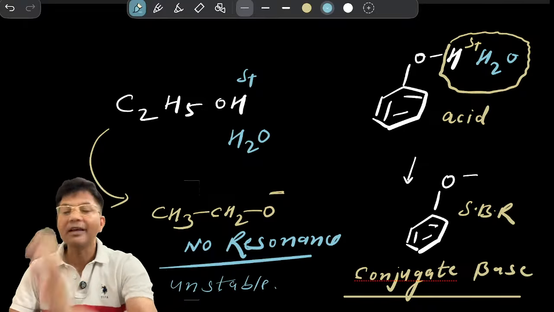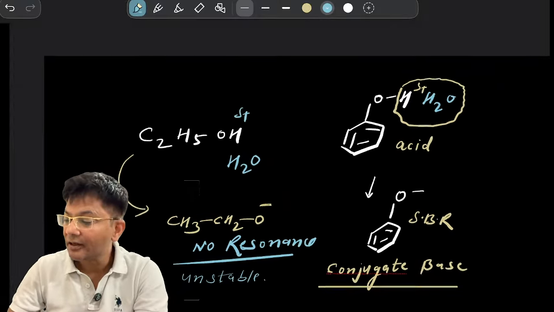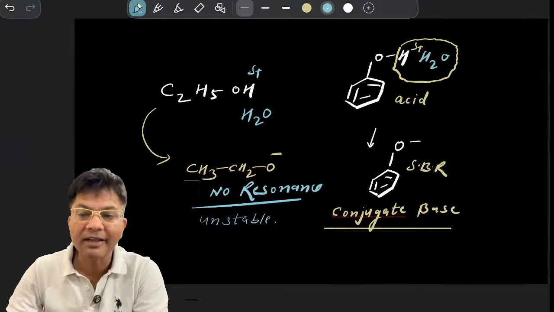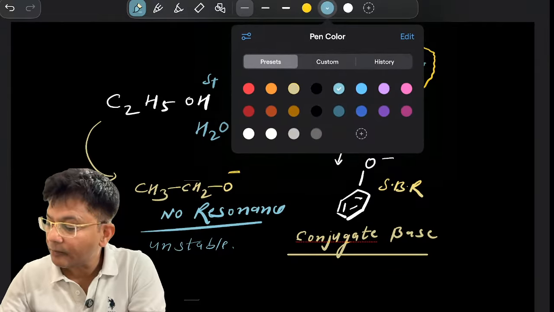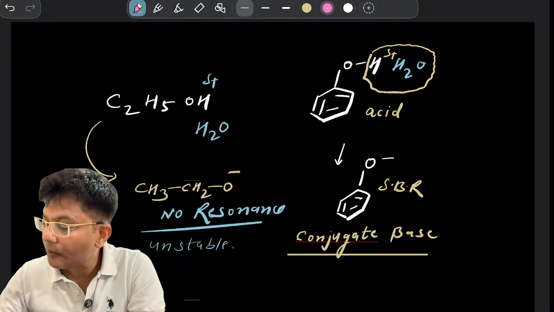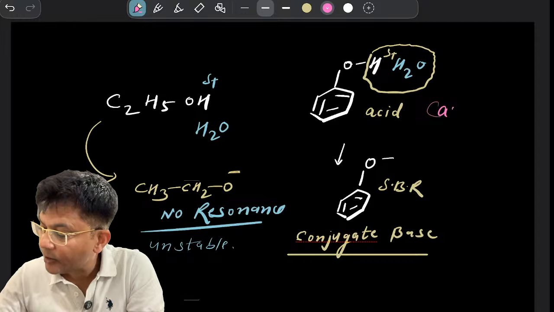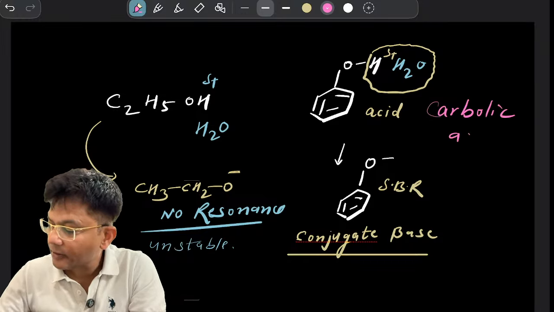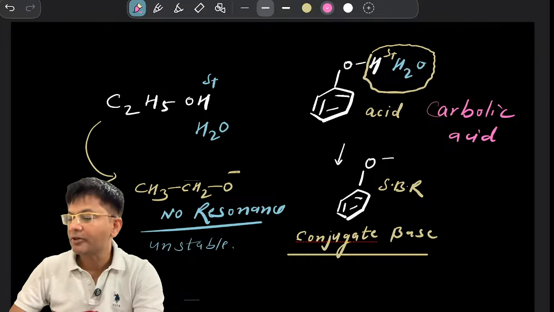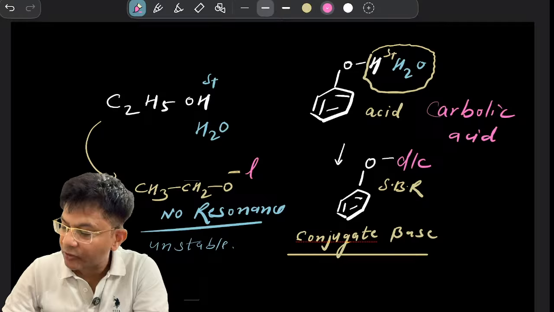So we say generally alcohols are basic and phenol is acidic, and that's why another name for phenol is carbolic acid. What I'm saying, kids? What is the another name? Everyone do let me know. Carbolic acid. Now once this point is very much clear, this charge is delocalized and that charge is localized.